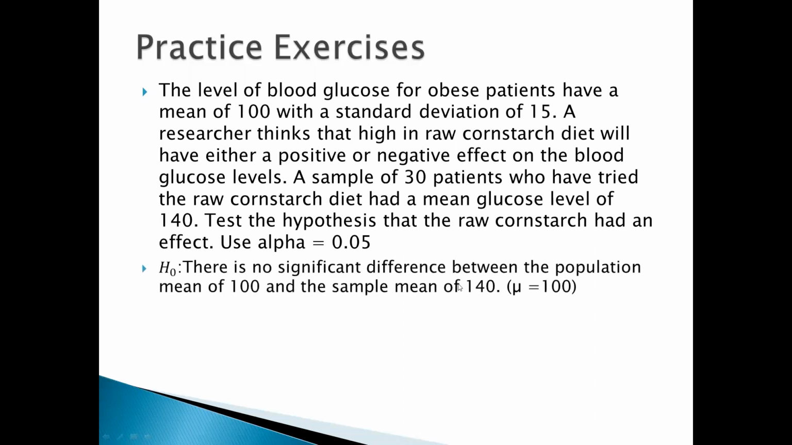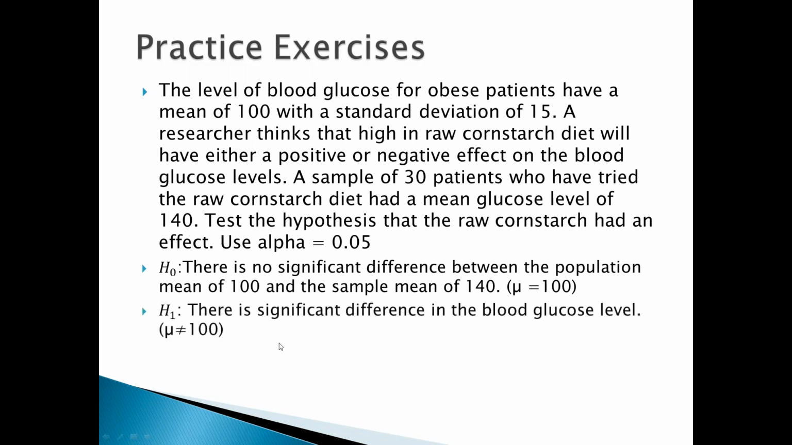H0, there's no significant difference between the population mean of 100 and the sample mean of 140. So mu is equal to 100. H1, again, there is a significant difference in the blood glucose level, which makes mu not equal to 100.